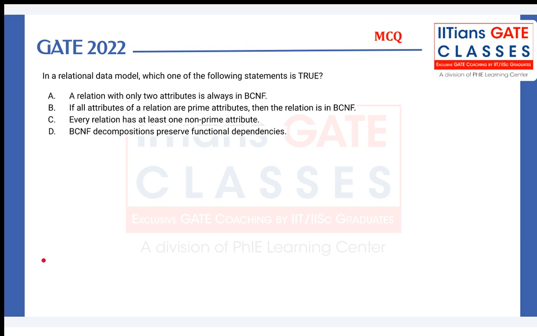If you look at the comment by Jigya, you can clearly say that option D is false, right? That's the whole point. BCNF may not be dependency preserving. Option C is also incorrect, and a relation can definitely exist with all prime attributes. There is no one stopping. Now, is option A correct or option B correct?